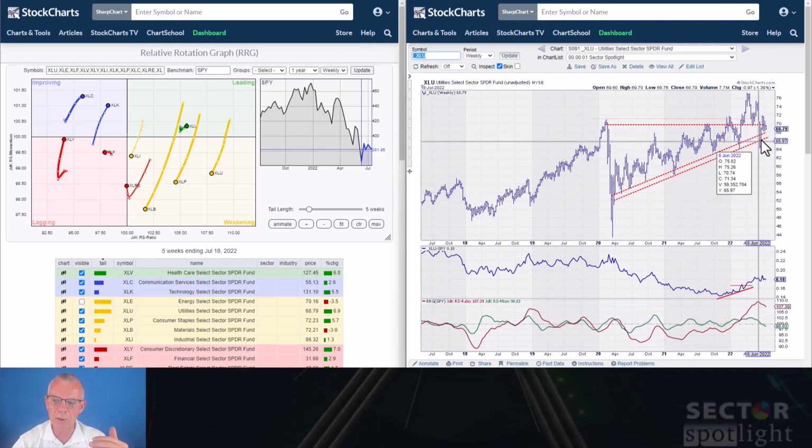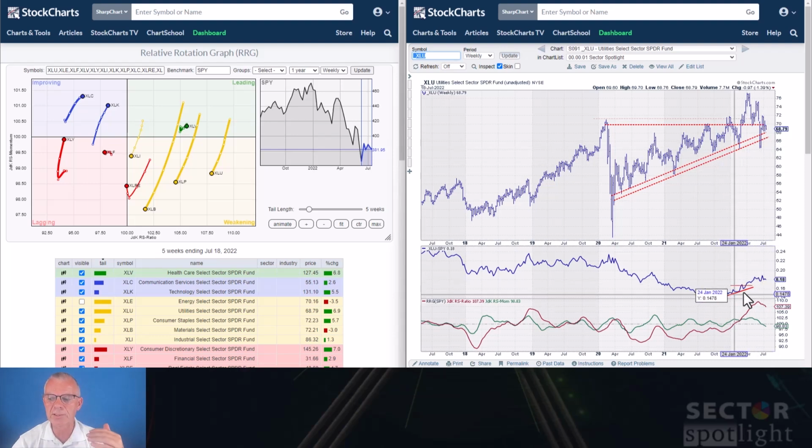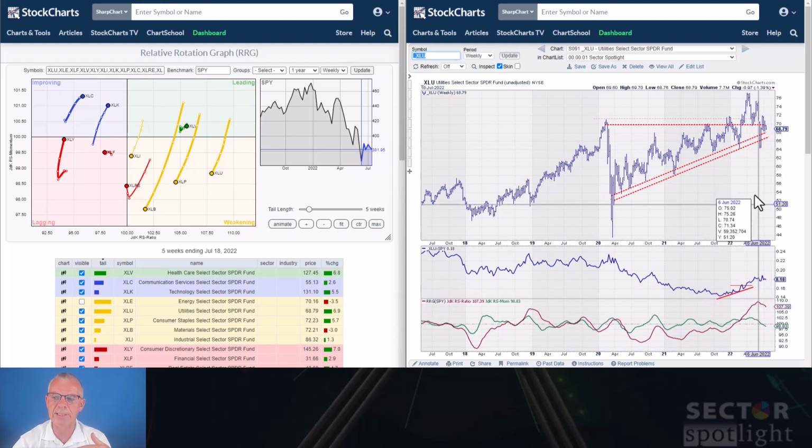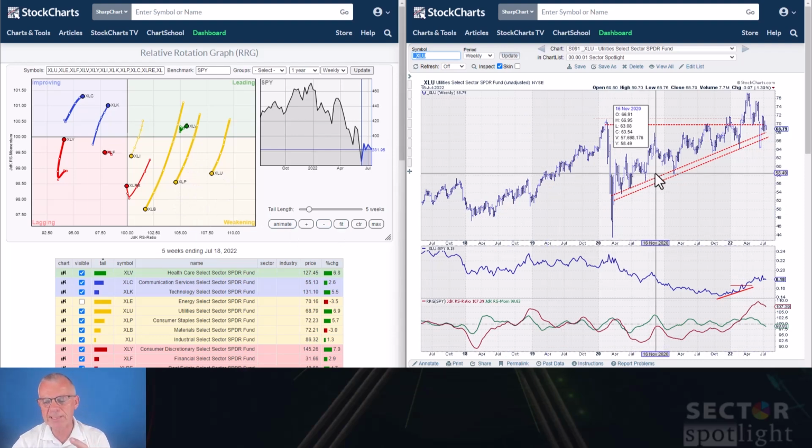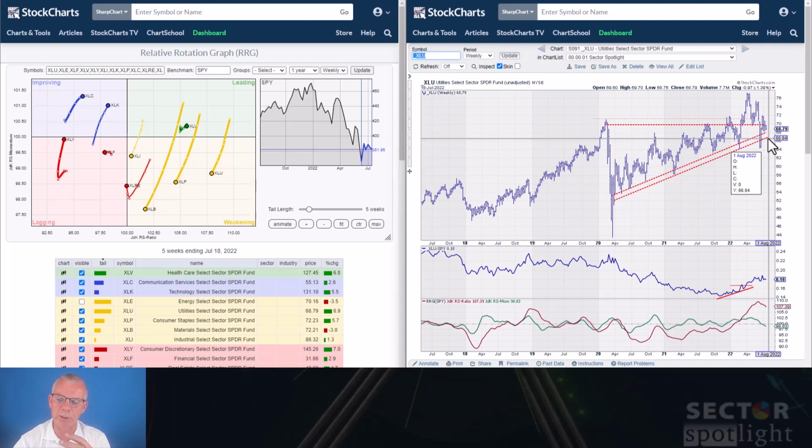Utilities still holding up above rising support. Relative strength still moving higher but losing momentum. That's what we see on those tails. A defensive sector still above that support. That's good, but we have to wait and see whether this loss of relative strength is temporary or it will pull that sector lower at a negative heading and potentially back towards the lagging quadrant. Too early to tell at the moment.